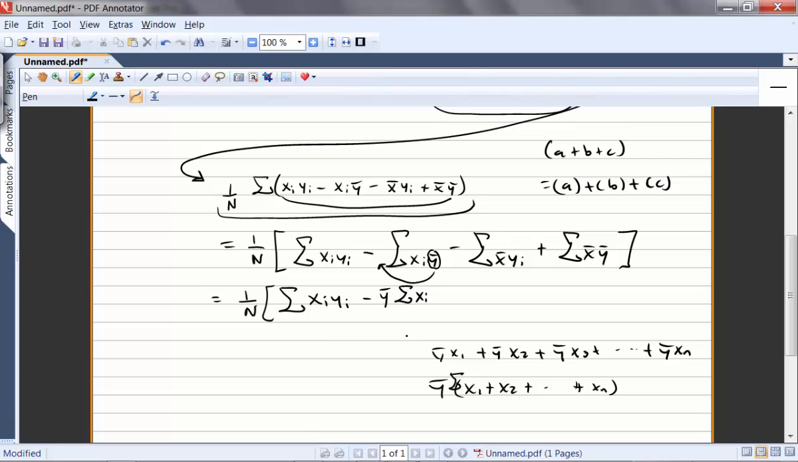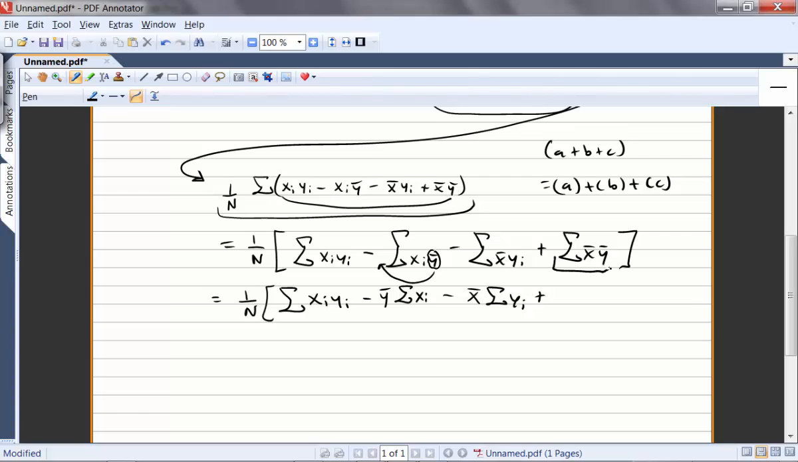And rewrite it like this: y bar times the sum of the xi's. Now, using the same logic, we can also do the same thing to the sum of x bar yi. Since x bar is a constant, it's just the mean of the x's. It's a number. It can be 2, 3, 4, whatever. We can pull it outside the sum.